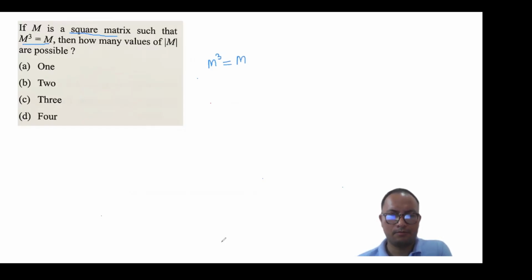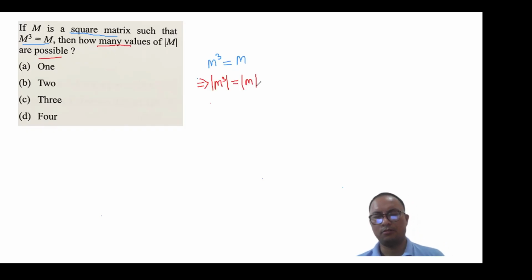M cube is equal to M. I think I need to change the color. Now the question is how many values of M are possible. Take the determinant on both sides. The left side is nothing but the determinant of M cube.